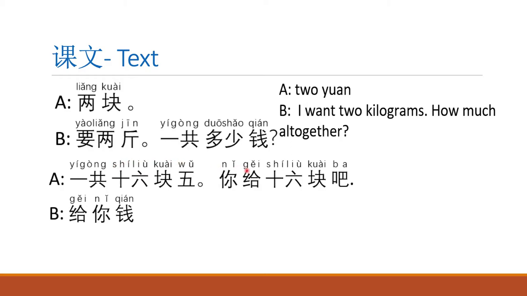一共16块五. 你给16块吧? 给你钱. 一共16块五. 你给16块吧? 给你钱.